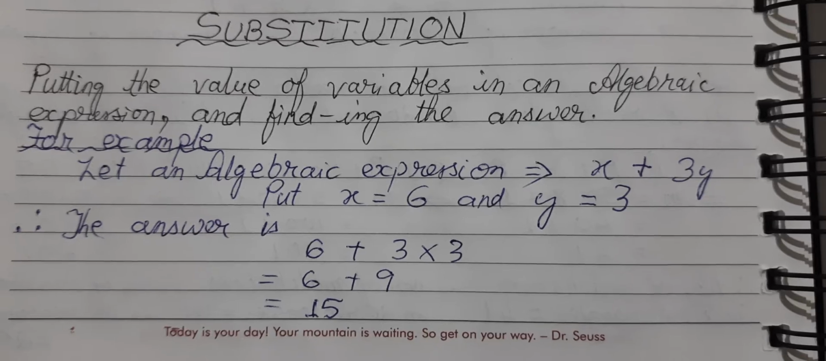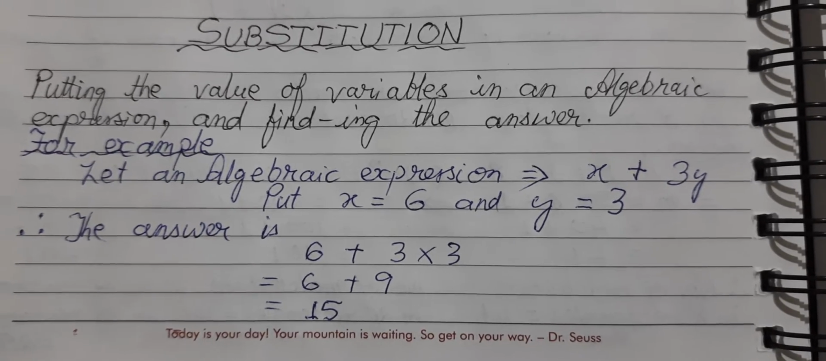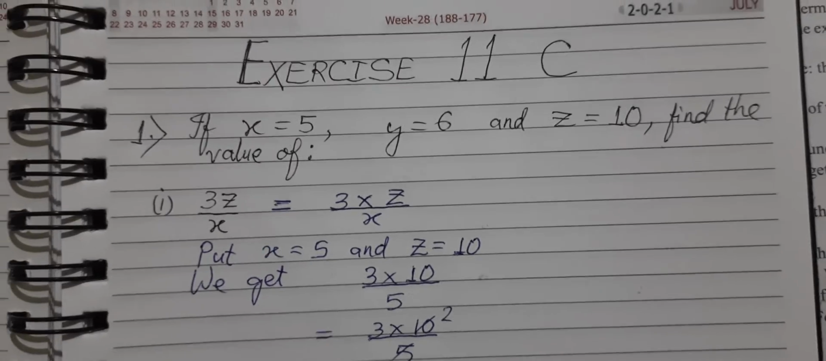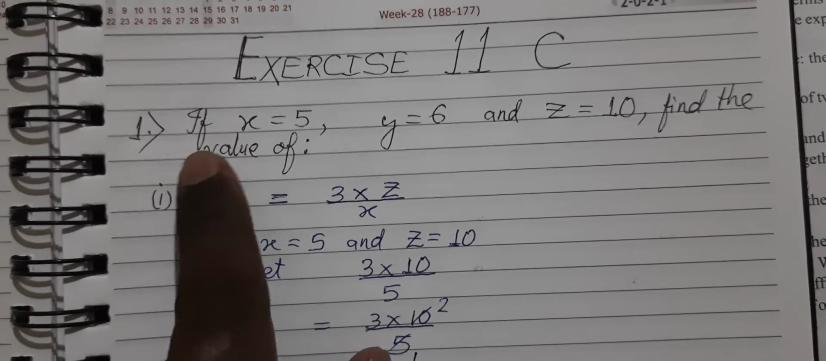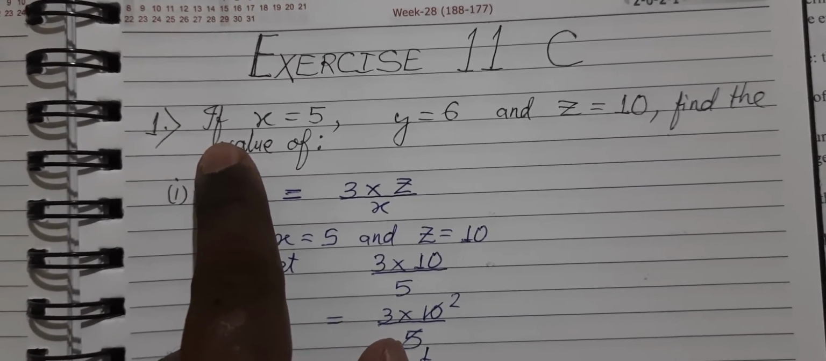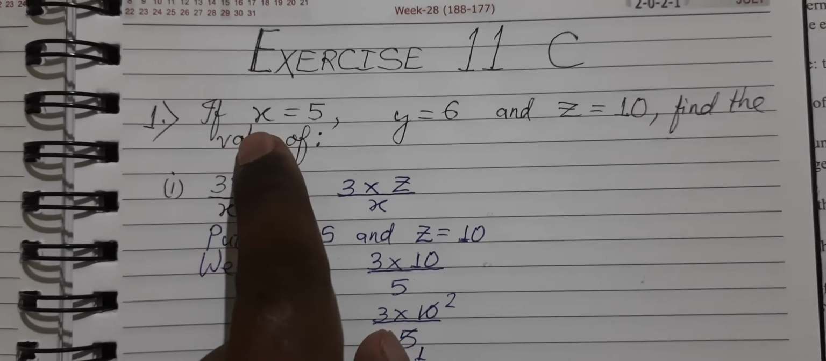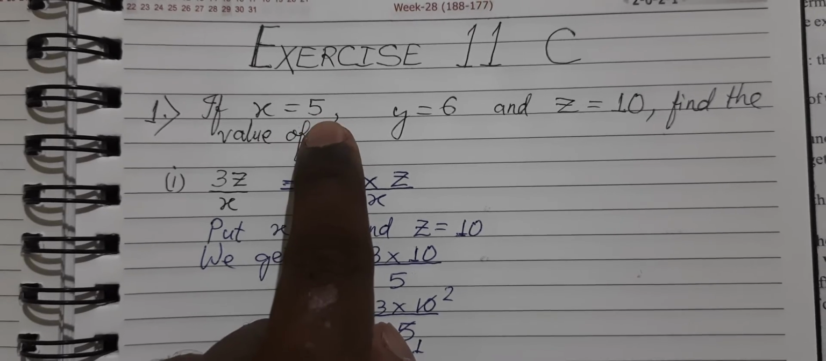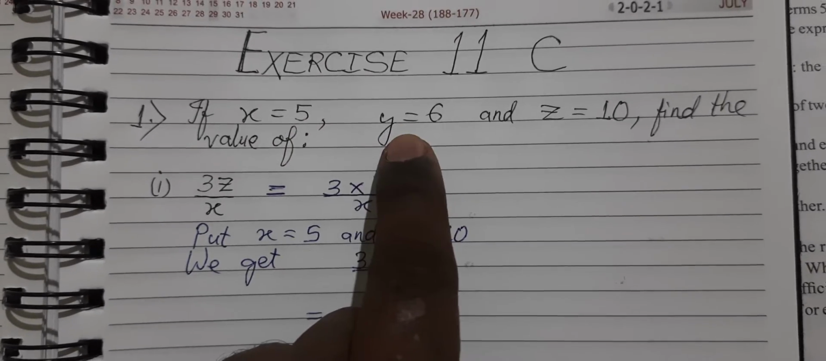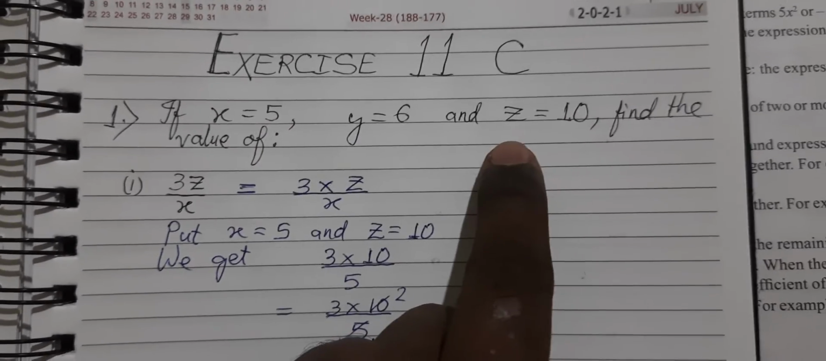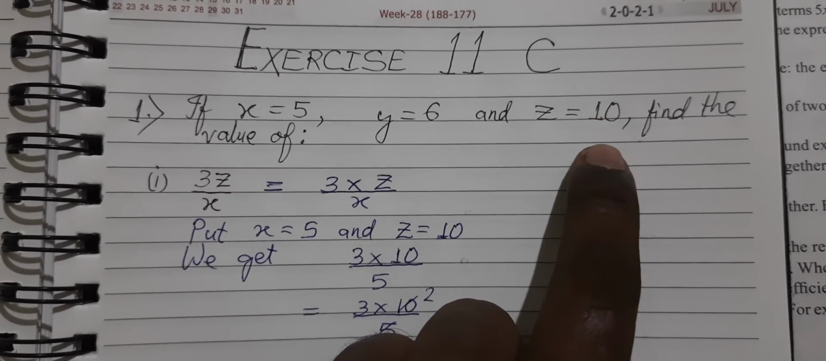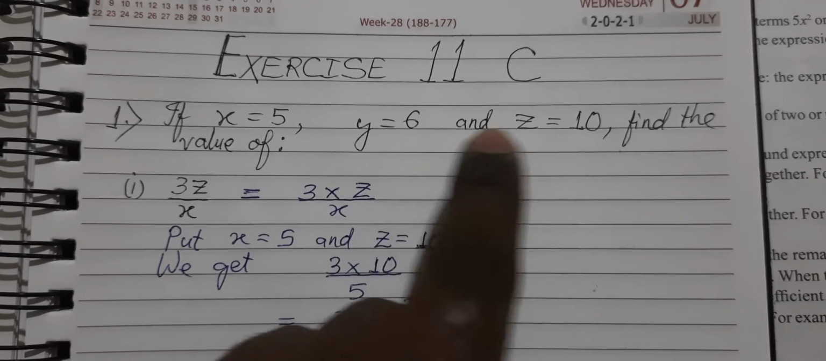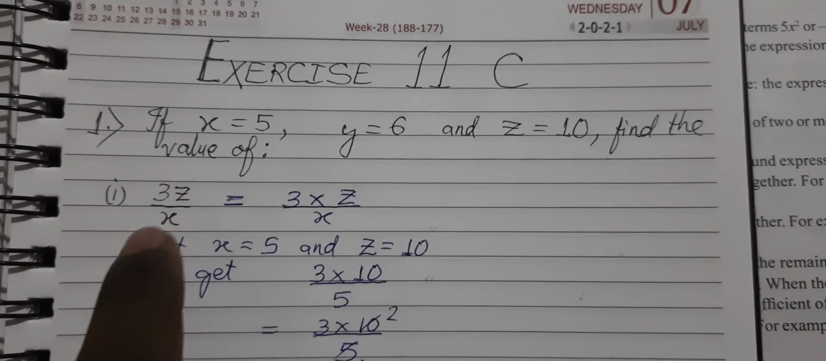So now let us move on to exercise 11C, which also involves substitution. The first question says the values of the variables are given. What are the variables? X is substituted as 5, y is substituted as 6, z is substituted as 10. So if x is 5, y is 6, and z equals 10, find the value of the following.